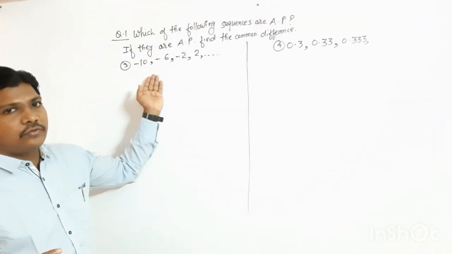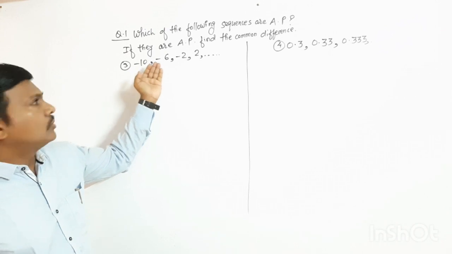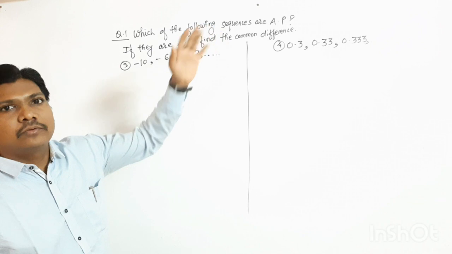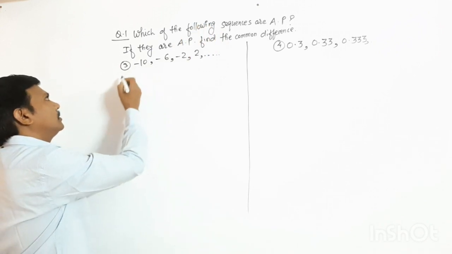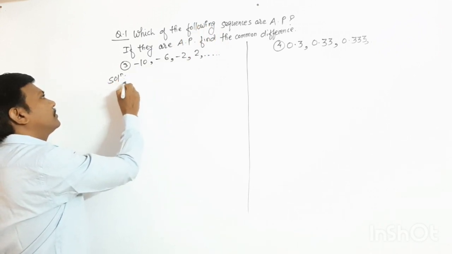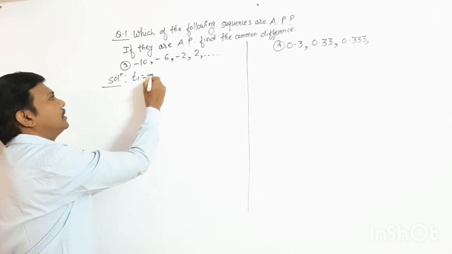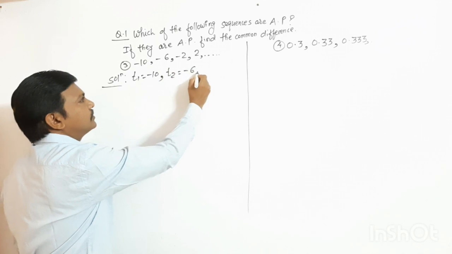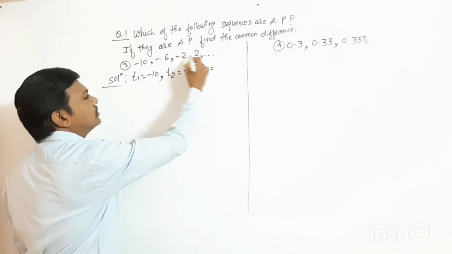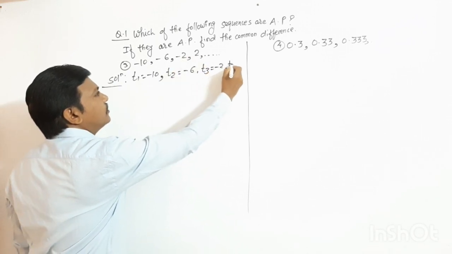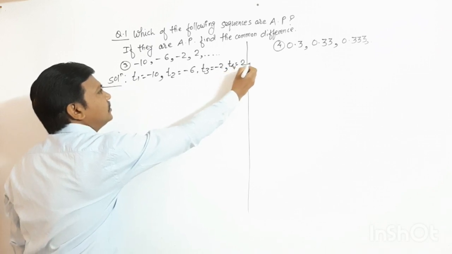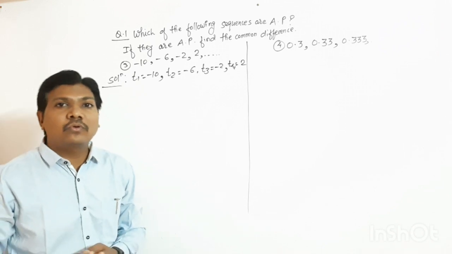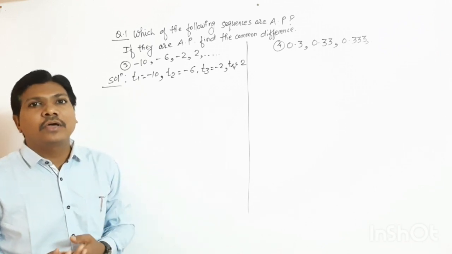You can see the next question, that is minus 10, minus 6, minus 2, plus 2, and so on. So here we write first term, that is minus 10, second term minus 6, third term minus 2, and fourth term, that is plus 2. And then see whether the common difference between two consecutive terms is constant or not.